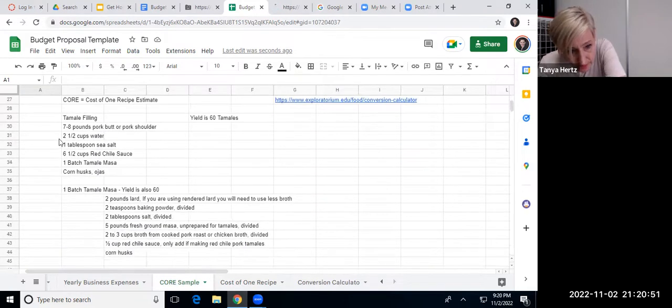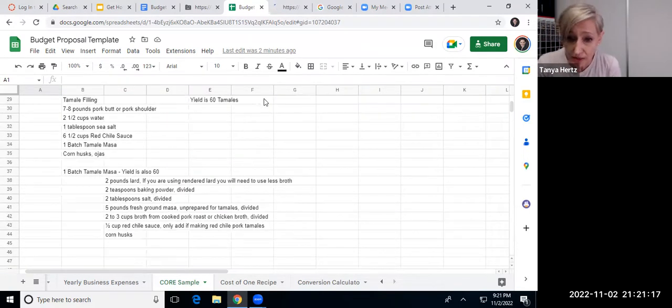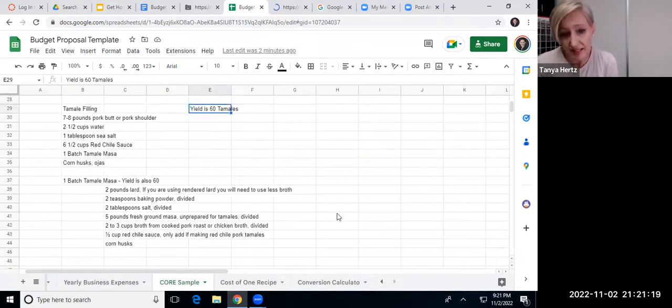So for this example I did for the tamales, it was both for the cost of the filling and the cost of the masa preparada, or the prepared masa. And so you break it down by ingredient, the weight per unit, you break it down into measurable units that you can scale, like I said, the scalable units, and then break that down by the recipe yield. So this particular recipe yield gives us 60 tamales.